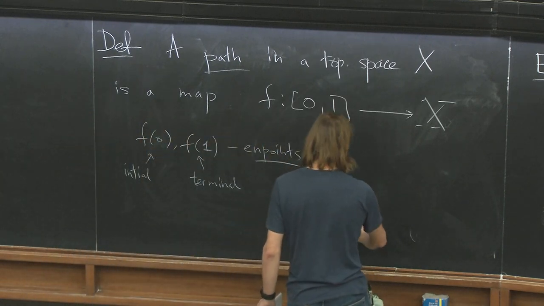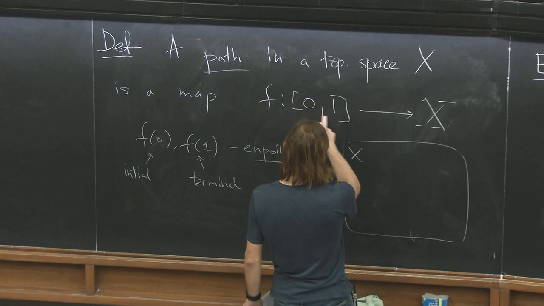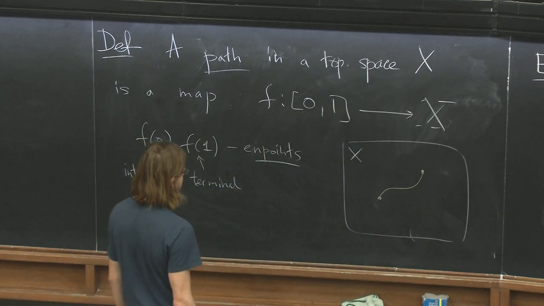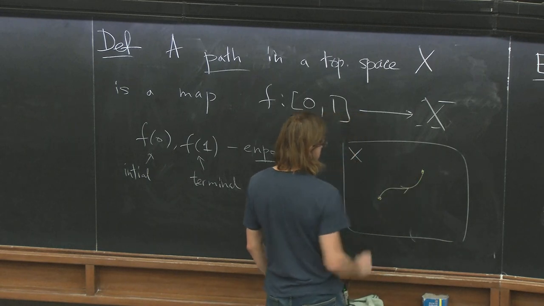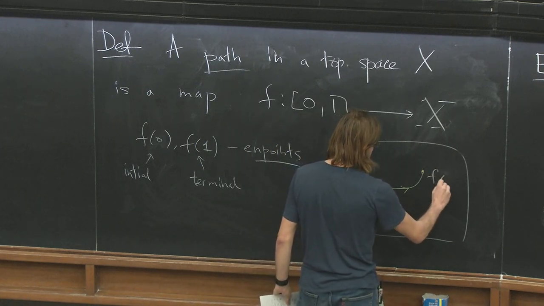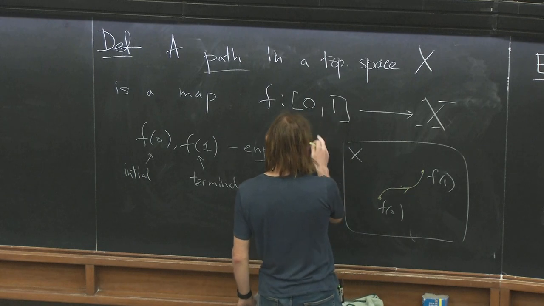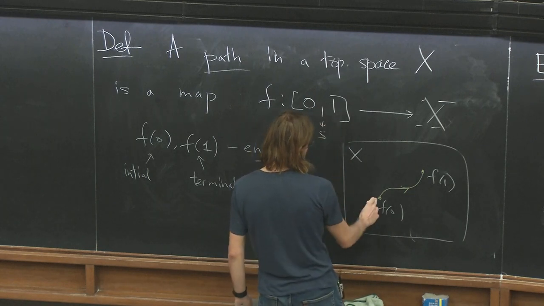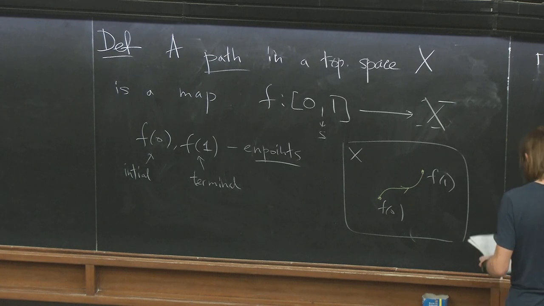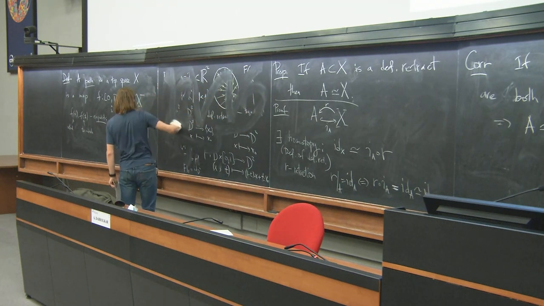Again, why is this a reasonable definition of a path? If you have some topological space X and you consider a continuous map from the interval to X, the image of this map looks something like this. This is the value at zero, and this is the value at one. This looks like a path where, as I change the parameter, I go from this point to this point. Okay. And now we want to define an operation on paths.